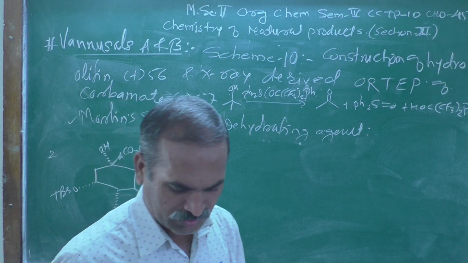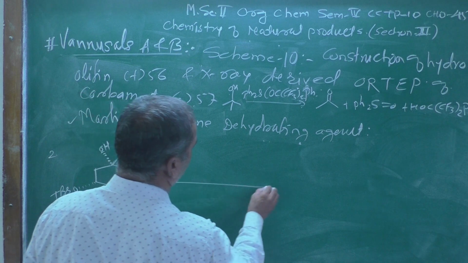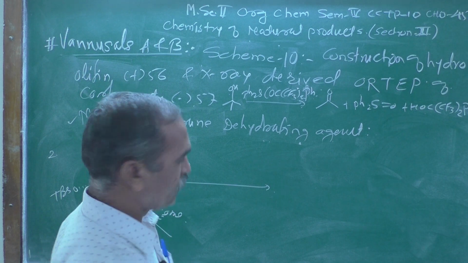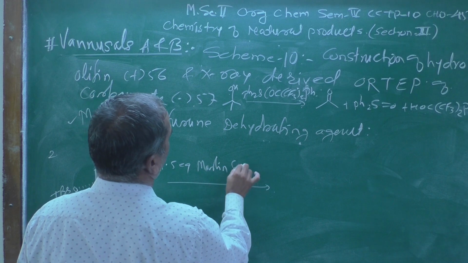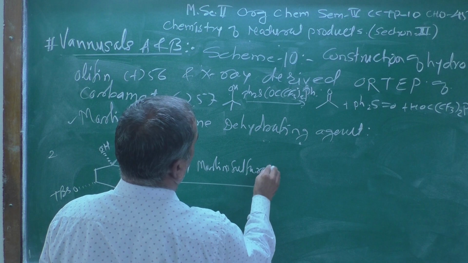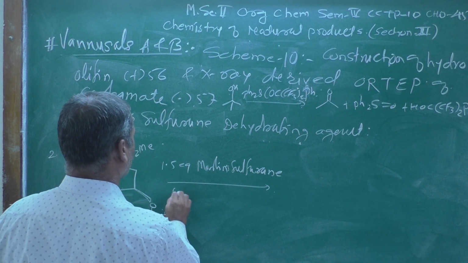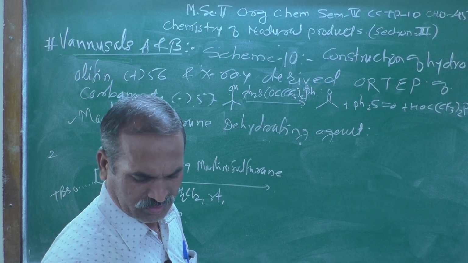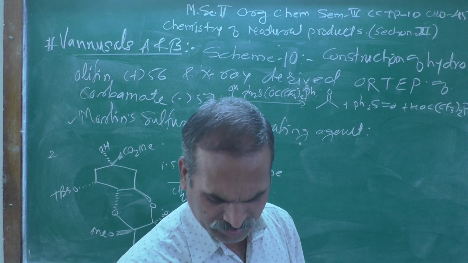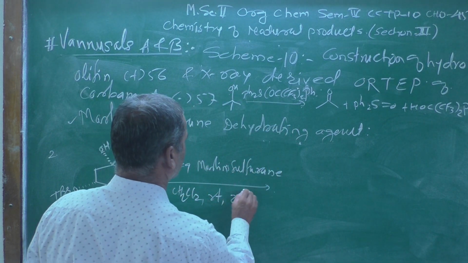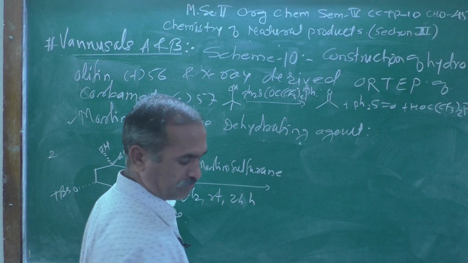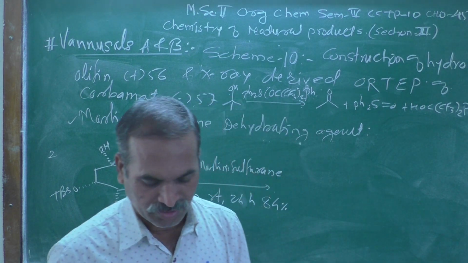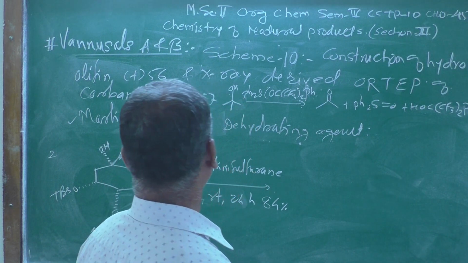Now this is the compound, and when treated with a reagent like 1.5 equivalents of Martin's sulfurane, in CH2Cl2, dichloromethane, at room temperature for 24 hours, the yield obtained is approximately 84%, so a high yield. And what do you get?